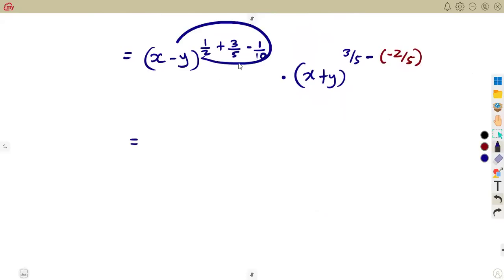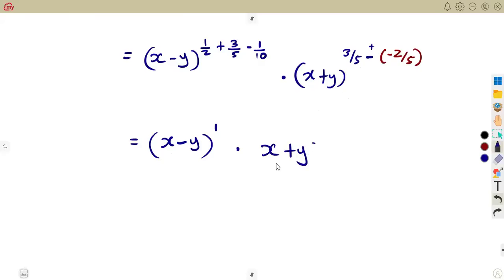So here, just use your calculator. 1 over 2 plus 3 over 5 was going to give us a 1. So it was going to be x minus y to the exponent of 1, times. You also do the same thing here, simplify. Minus and minus was going to be a plus, so it was going to also give us a 1 there. That's x plus y to the exponent of 1.